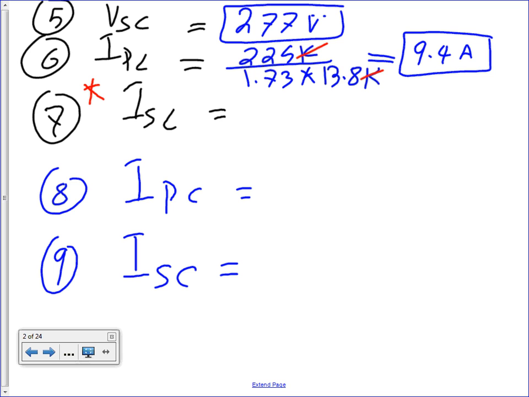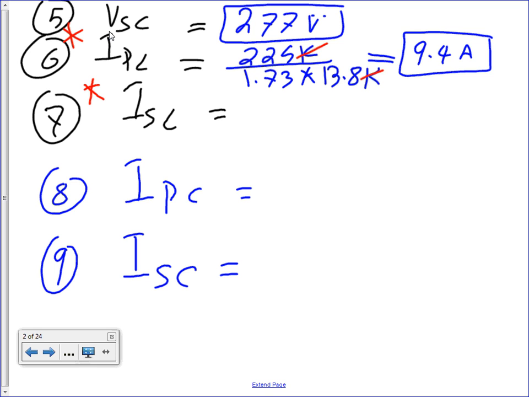I primary line. And for the I primary line, do me a favor, could you please put a star next to it? Because that's important when we start sizing the conductors. We always size based on the line voltage and the line current. Line voltage, line current.